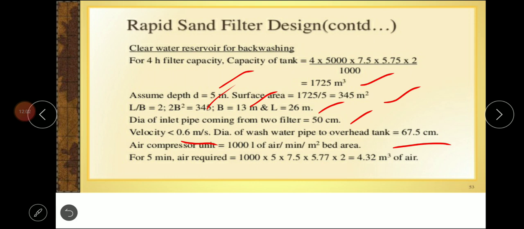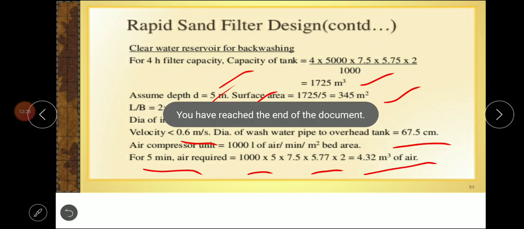Air compressor unit: 1000 liters of air per minute per meter square bed area. For 5 minutes, you can find out the air compressor requirement. The air required is 1000 liters, that is 5 into 7.5 into 5.77 into 2, that is 4.32 meter cube of air. This is the solution.